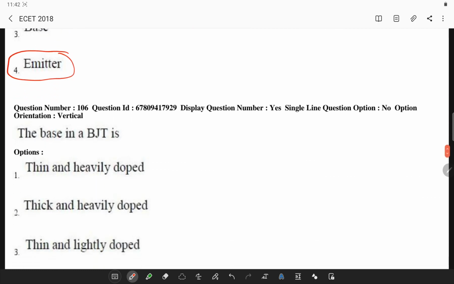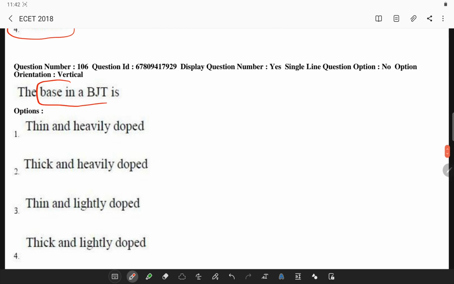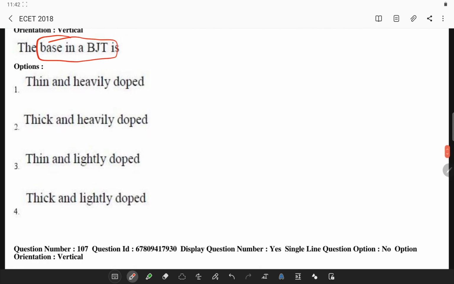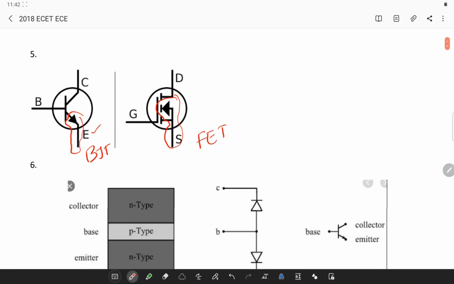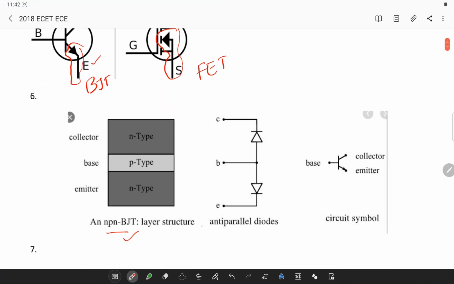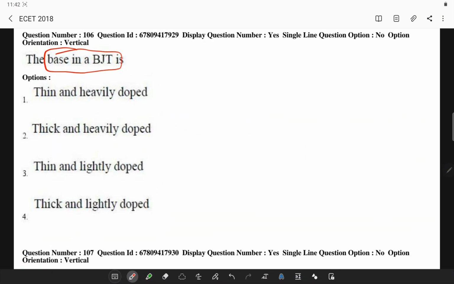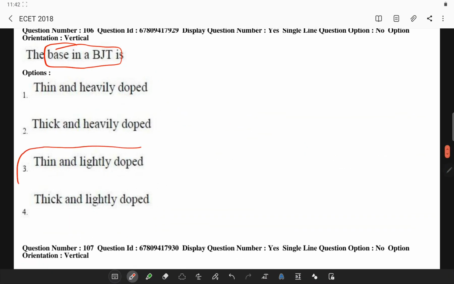The next question: what is the doping of the base in a BJT? I can show you a simple symbolic representation of an NPN BJT. You can see the base is very thin. The darkness represents the doping level. The base is thin in size and the doping is low compared to the collector or emitter. So here your option is the third option.